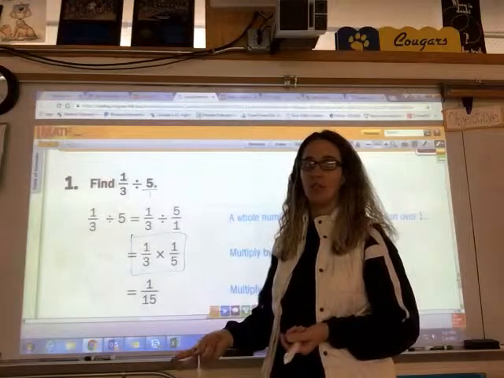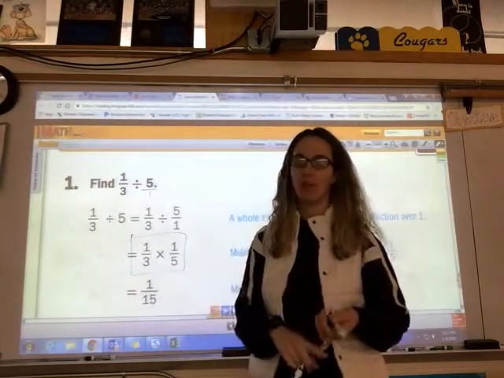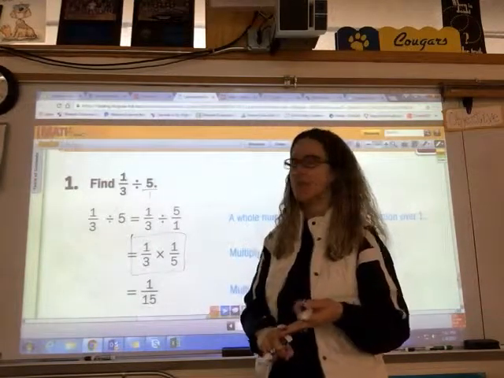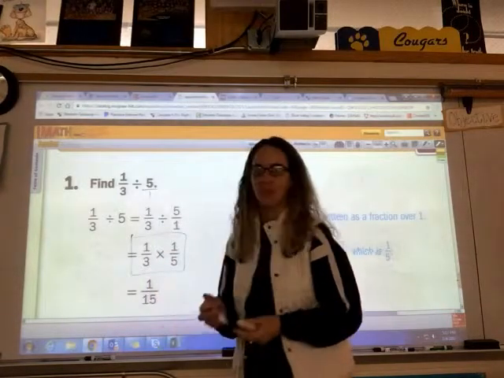Next step would be to look to see if you can cross reduce. I can't cross reduce anywhere, so I'm going to go ahead and multiply my numerators, multiply my denominators, and then check to see if I need to simplify. So 1 times 1 is 1, 3 times 5, 15.